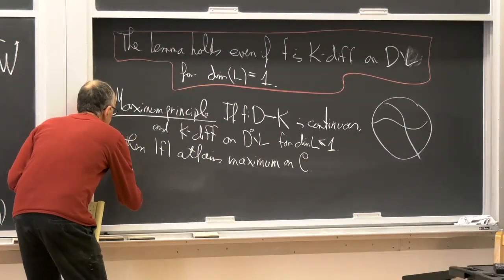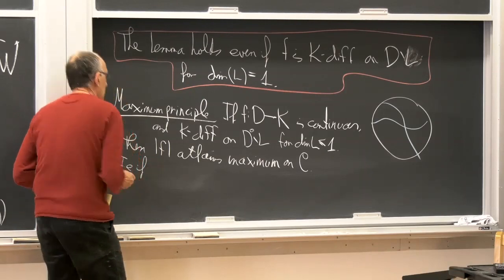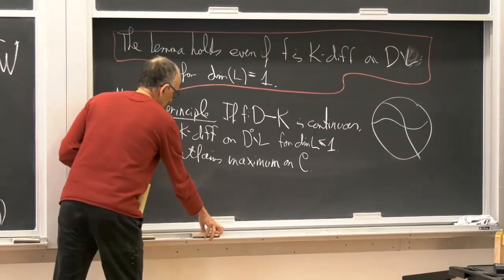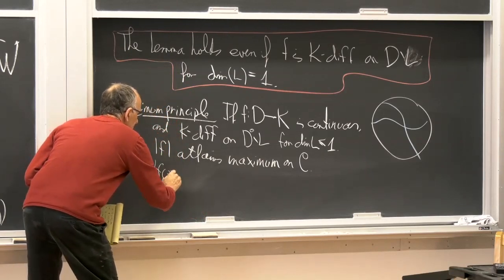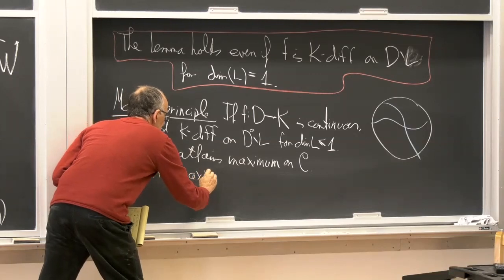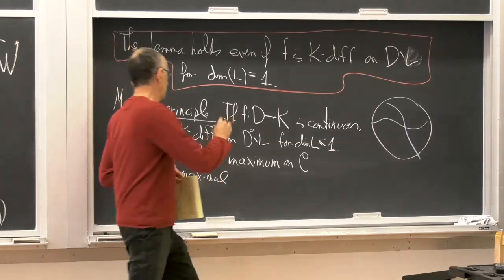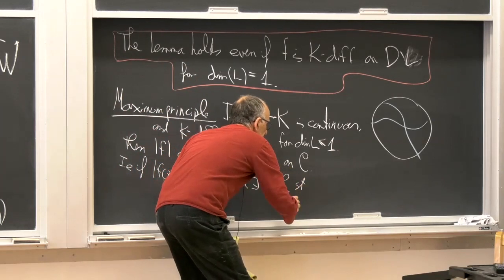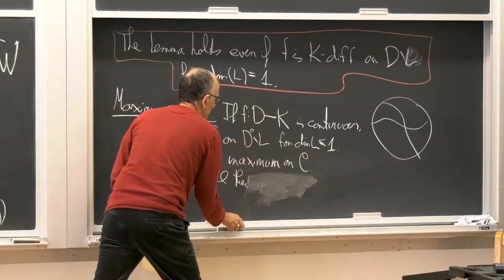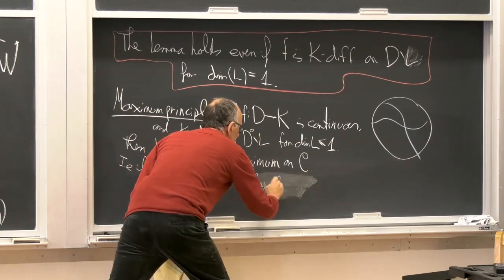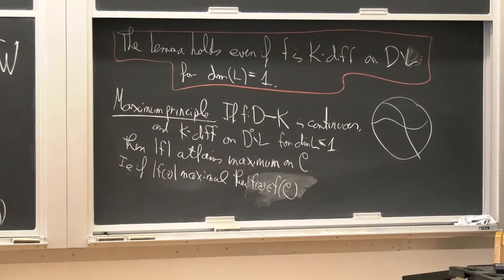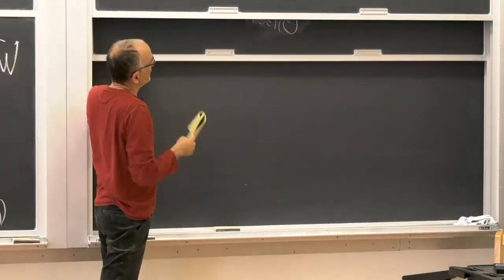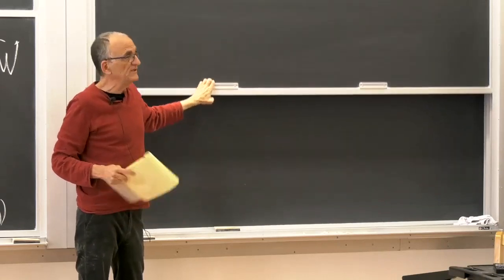Said differently, if F of Z is maximal, maybe it doesn't mean that Z has to be in C, but then F of Z belongs to F of C. Right? It doesn't mean that Z belongs to C. F is not injective or anything like that. And the proof, we have it, because if F of Z is not in F of C, then it's in the interior of the image, and you cannot attain a maximum in the interior, right?